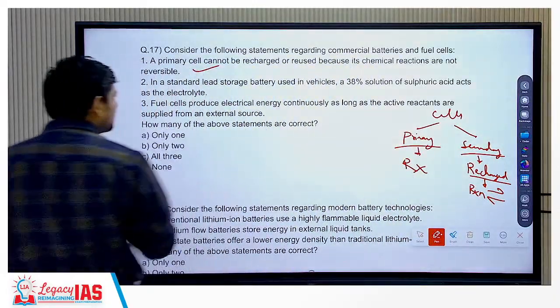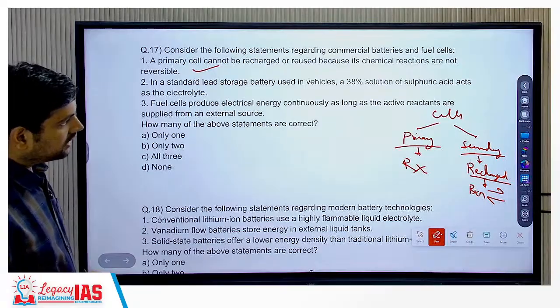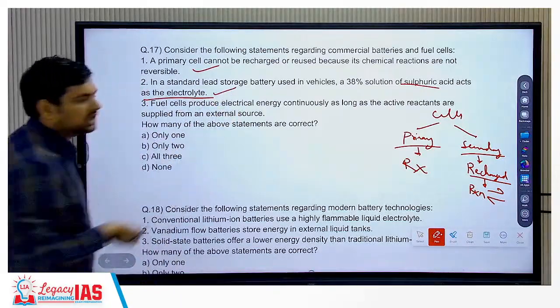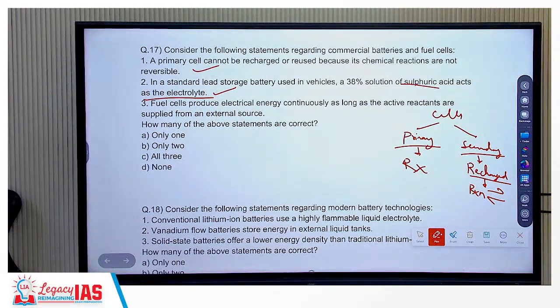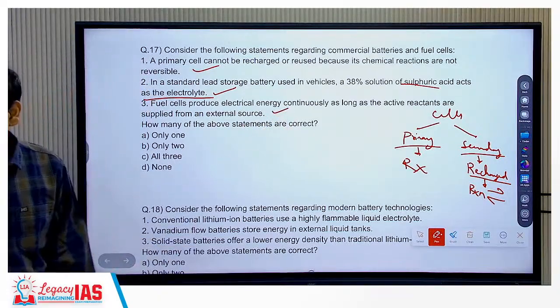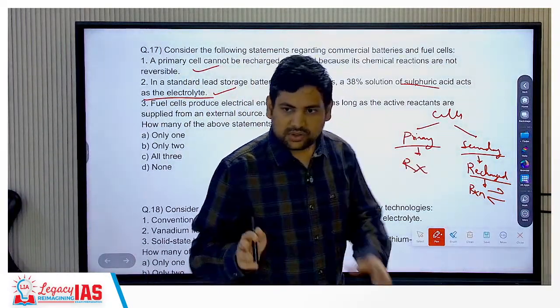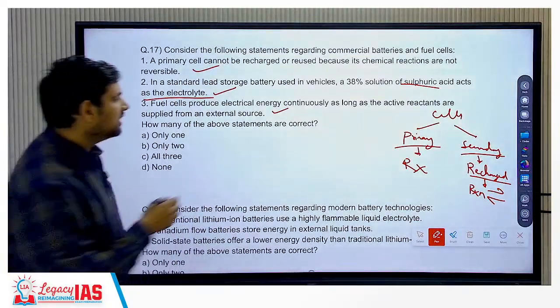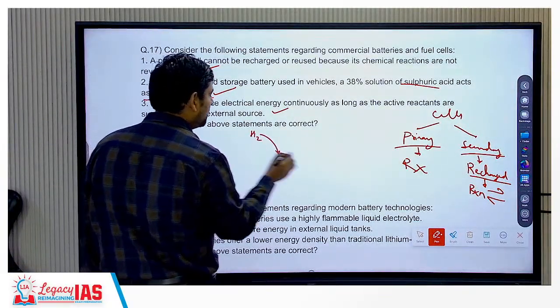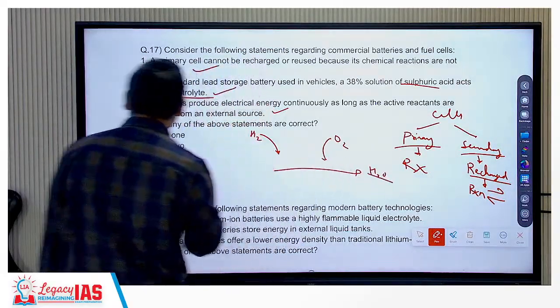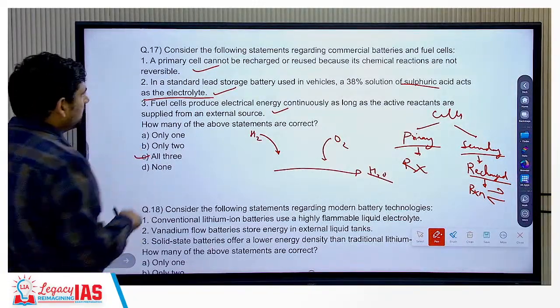Then in a standard lead storage battery used in vehicles, a 38% sulfuric acid solution is used as an electrolyte. This is correct. Then fuel cells produce electrical energy continuously as long as the active reactants are supplied from the external source. Yes, correct. Why will fuel cells work continuously? Because it is a reversible reaction. Ultimately, you just have to have enough supply of it. Example is the hydrogen fuel cell. Correct. So you keep providing H2 and O2 and you keep getting energy all the time. So how many of them are correct? All three of them are correct.